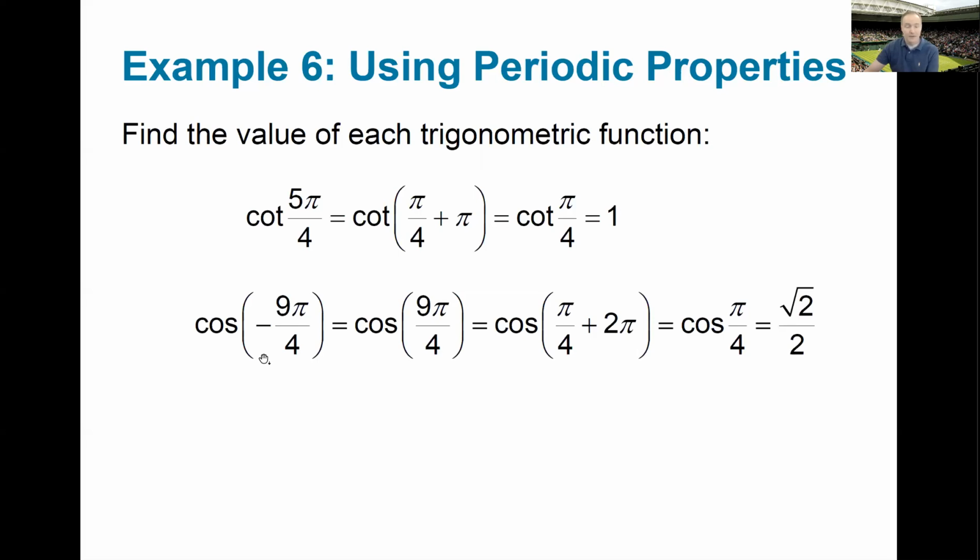Another way to think about that, though, is since the cosine function repeats every 2 pi radians, I could take my negative 9 pi over 4, and the first thing I'm doing here is using the fact that the cosine function is even. The cosine of negative 9 pi over 4 is the exact same thing as the cosine of positive 9 pi over 4. And what do I know about the cosine of 9 pi over 4? It's equivalent to the cosine of pi over 4 plus 2 pi. Since the cosine function repeats itself every 2 pi radians, it's the exact same thing as the cosine of pi over 4, which is the root of 2 over 2. Pretty cool stuff.